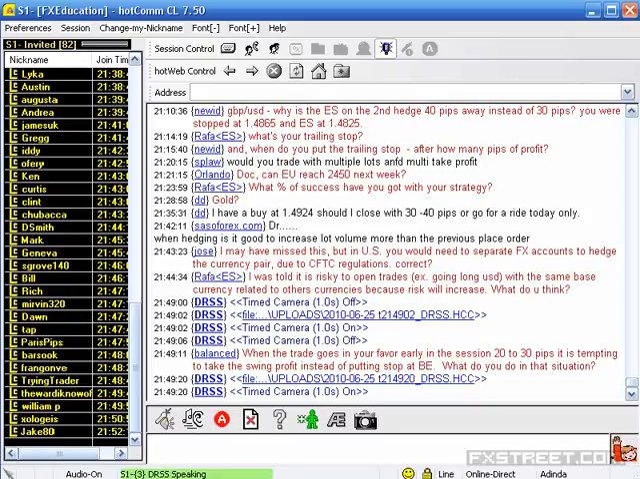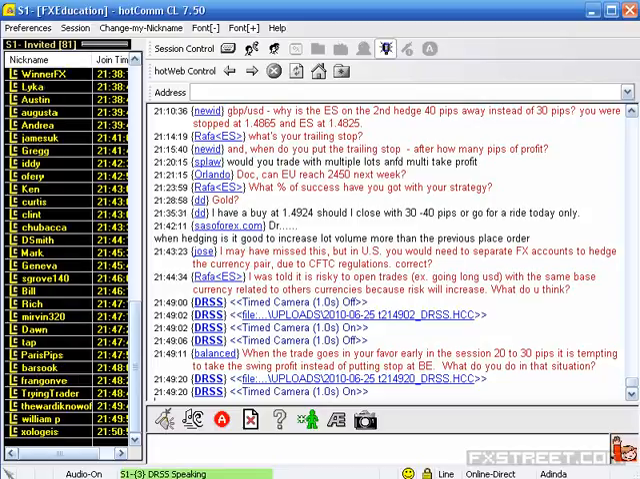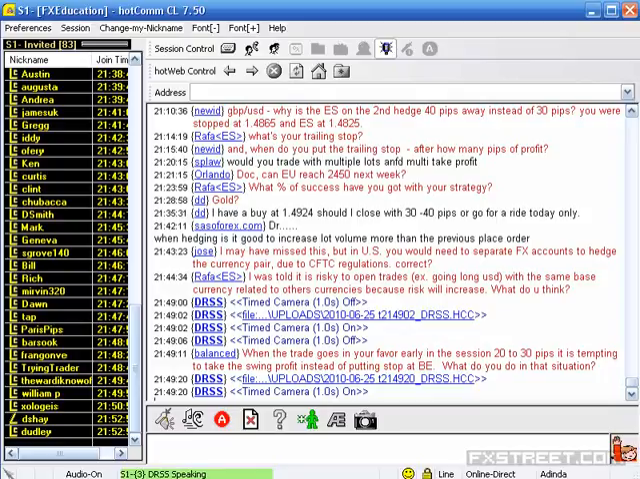Then I was told that it is risky to open trades, for example going long USD with the same base currency related to other currencies, because risk will be increased. So it all depends upon how you perceive the market. You can either do a sell and buy trade after the rise, or you can just wait for the drop and do a buy and sell trade. Either way you can trade in the market. There is no hard and fast rule that you have to do only a buy and sell trade.